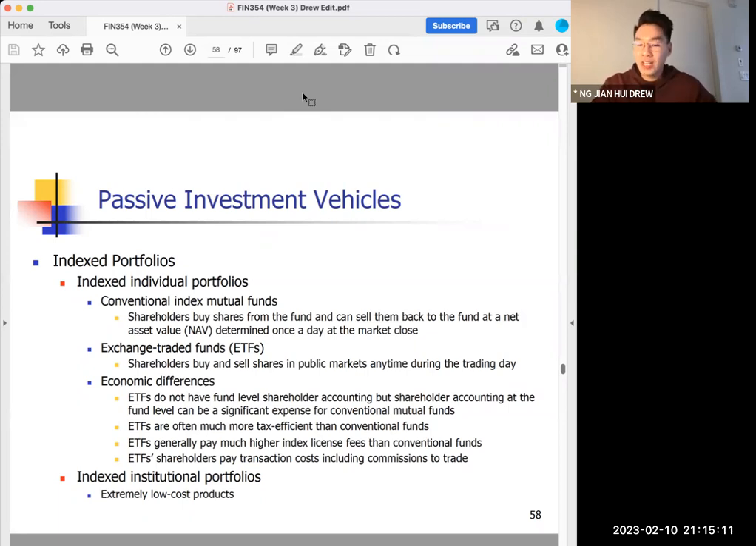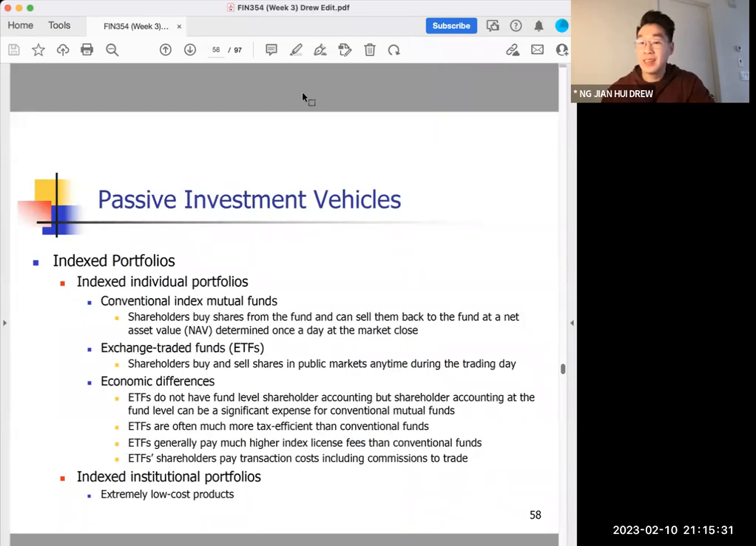So the question is, if I want long-term investments, should I choose index mutual funds or should I choose an ETF via Mumu or via Tiger Brokers?